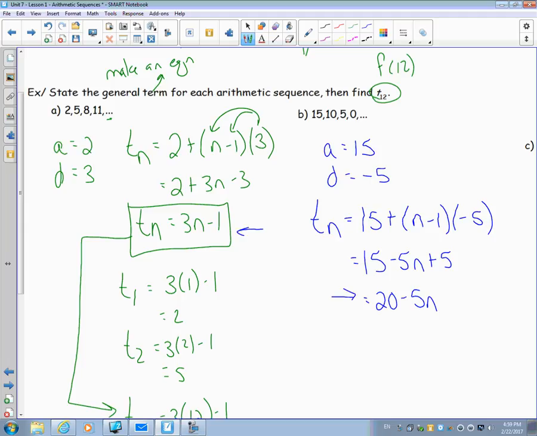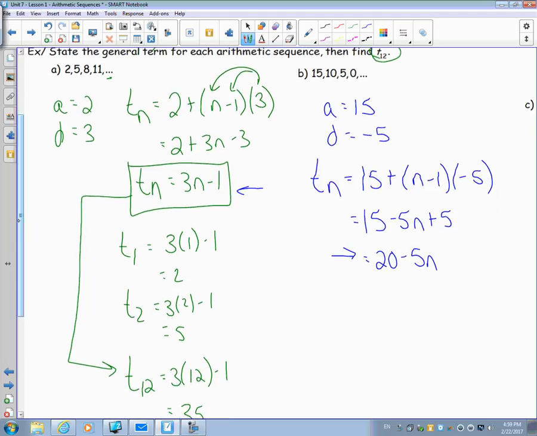Okay, that's your general term. We want to find term number 12. So term 12 would be 20 minus 5 times 12, or in other words, negative 40.